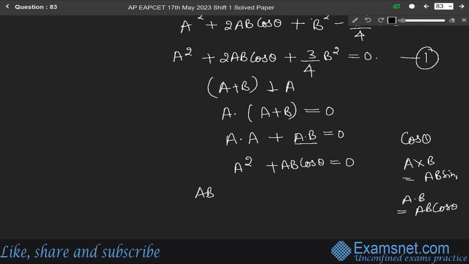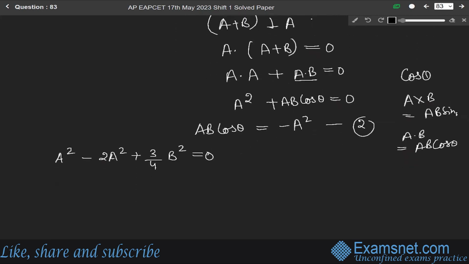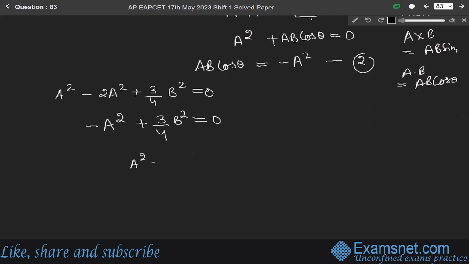So from here, AB cos theta will be equal to what? Minus of A square. Let us say this is equation second. Now putting this value of AB cos theta from equation 2 in equation 1, we write A square minus 2A square plus 3 by 4 B square will be equal to 0. So it will become minus A square plus 3 by 4 B square equals 0. So A square will be equal to 3 by 4 B square.